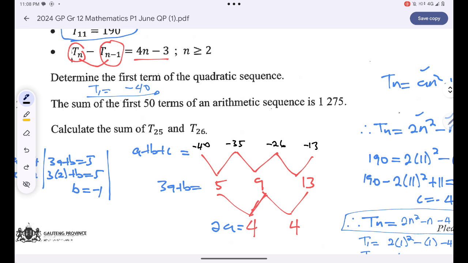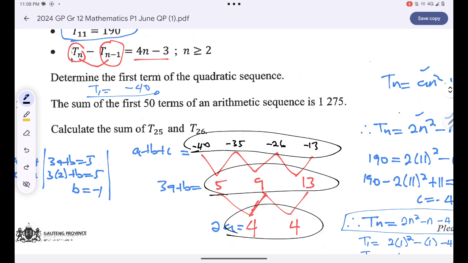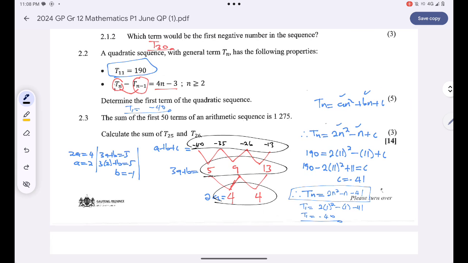This would go on and on, guys, né? So these are our first 4 terms of the sequence. This is our first difference, and the second difference over there. Né? Okay, and then now let's move to 2.3.